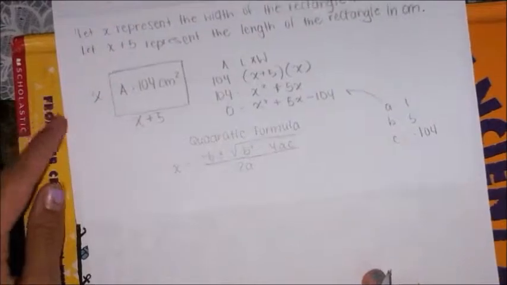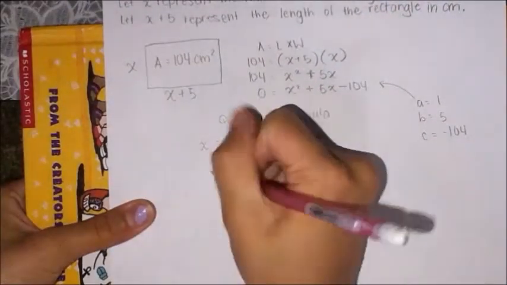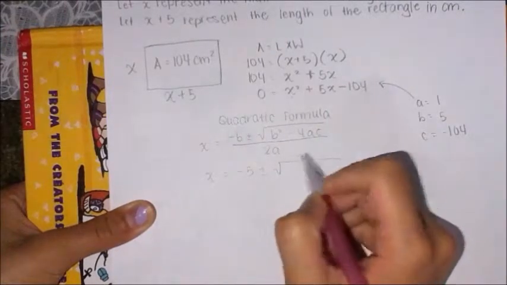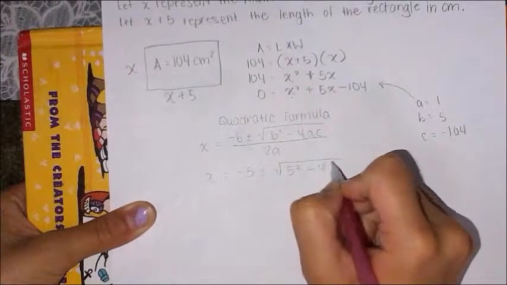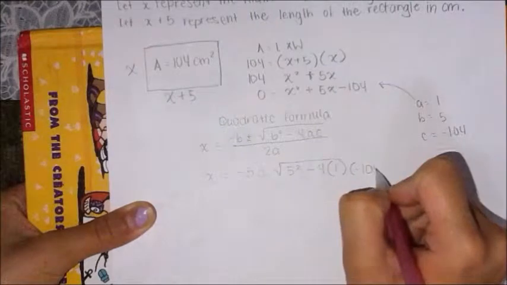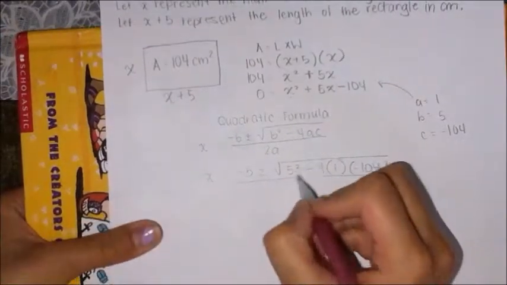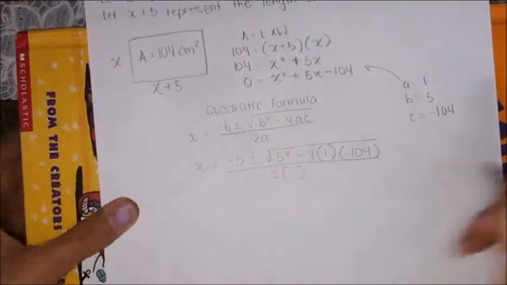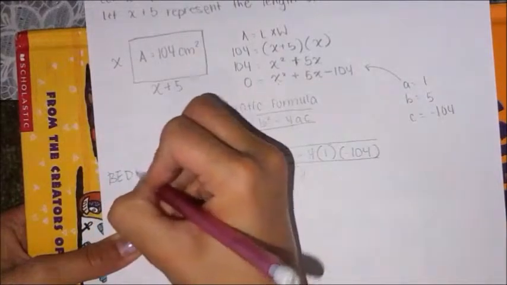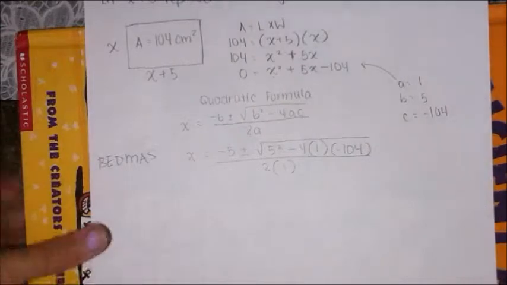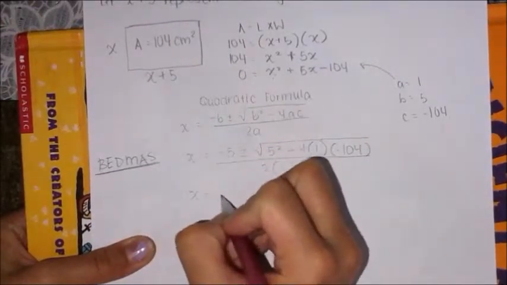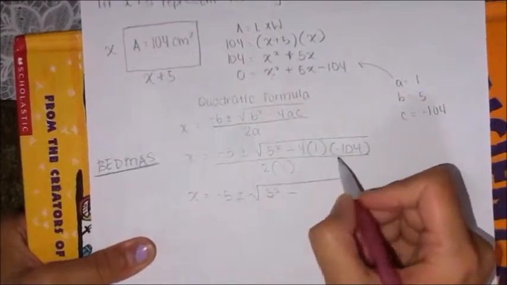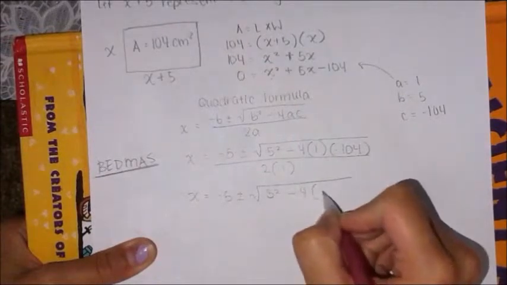So what I'm going to do now is substitute it inside my equation. b is 5, so I'll put negative 5 plus or minus the square root of 5 squared, subtract 4, where a is 1 and c is negative 104. Okay, now that I have this, I'm going to use BEDMAS and solve. So I'm going to write BEDMAS on one side. I'm going to be solving brackets first. 5 squared, and 1 multiplied by negative 104 is negative 104.